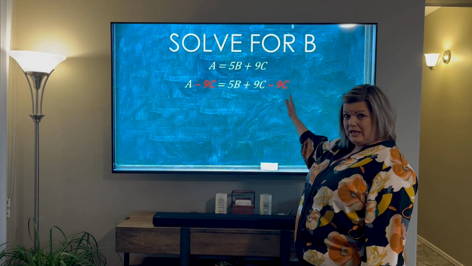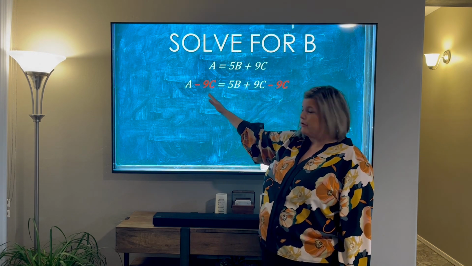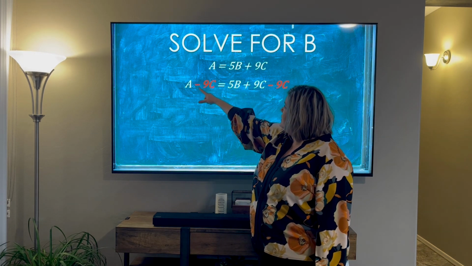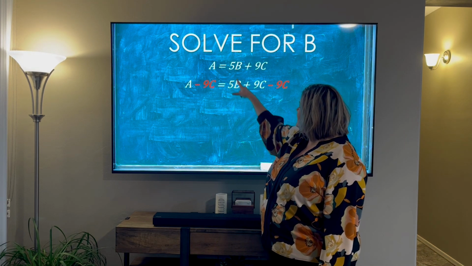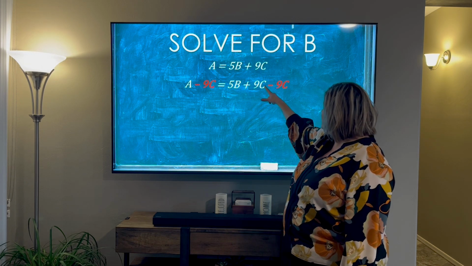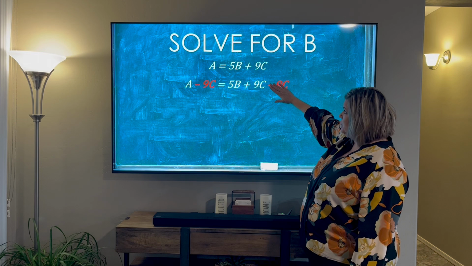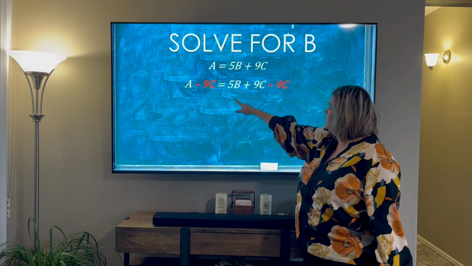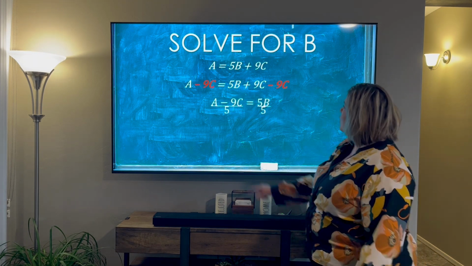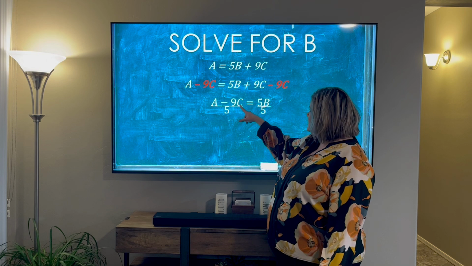What we do to one side, we have to also do to the other, as seen by A minus 9c is equal to 5b plus 9c minus 9c. Notice these will cancel out and we will be left with 5b. We copy this: A minus 9c.